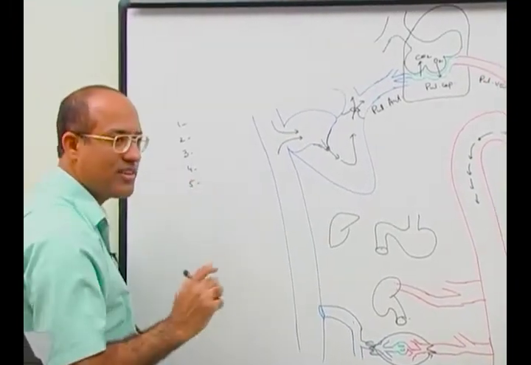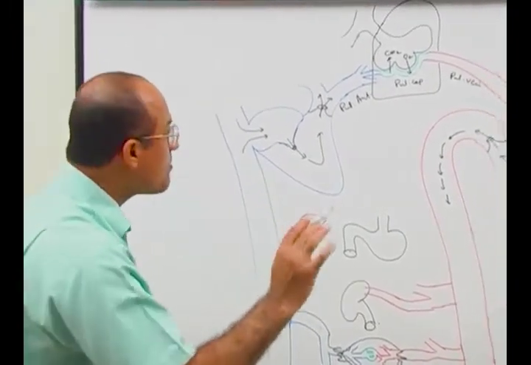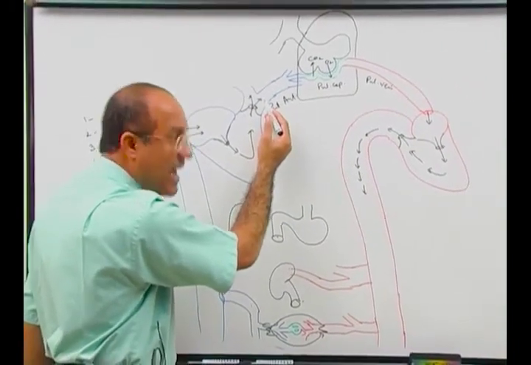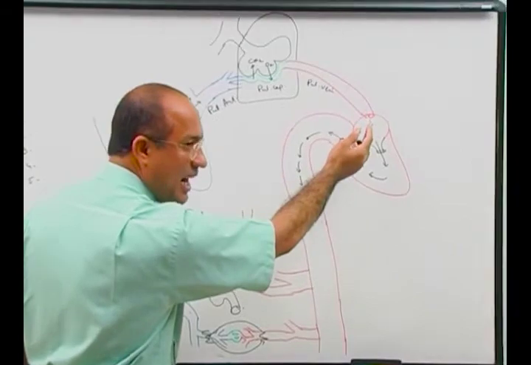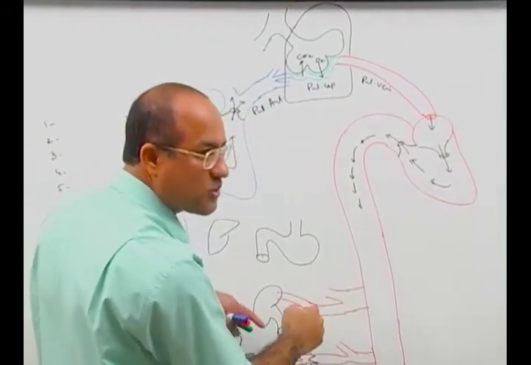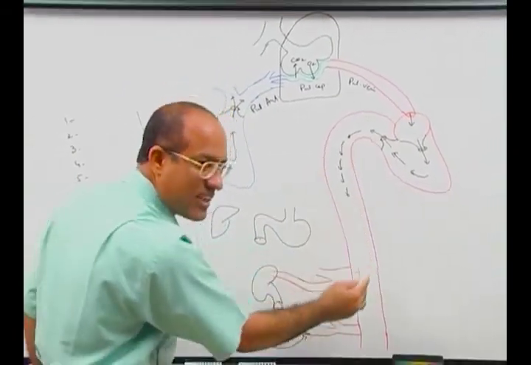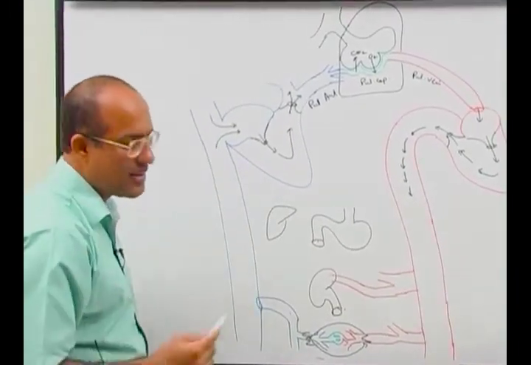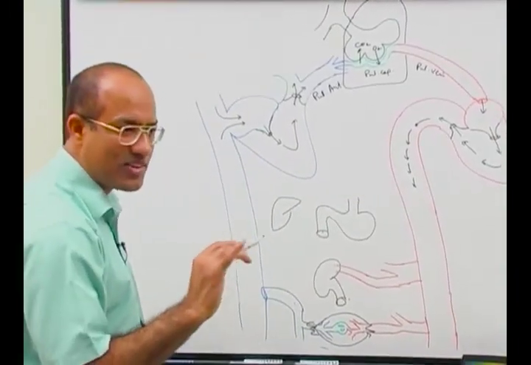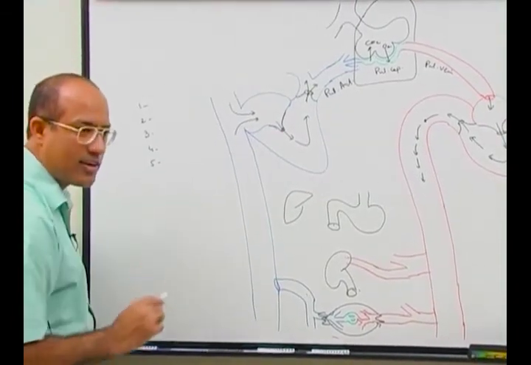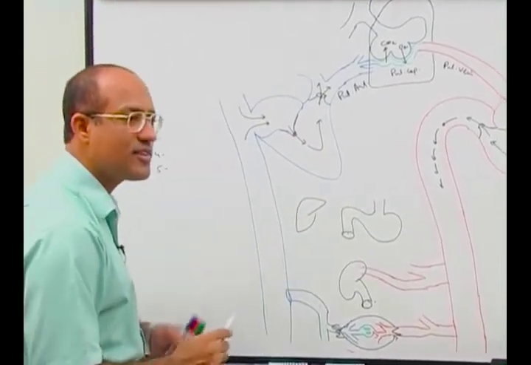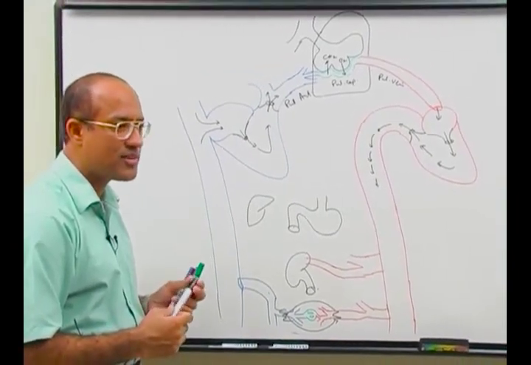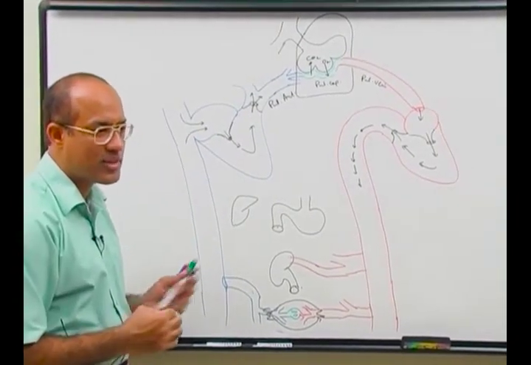Difference number five. Yes, who will tell me? In the pulmonary artery there is deoxygenated blood, and in the pulmonary vein there is oxygenated blood. But the opposite is true here. Here the systemic arteries have oxygenated blood, and systemic veins have deoxygenated blood. Is that right? So this is another difference. Any more difference? Size we have discussed.